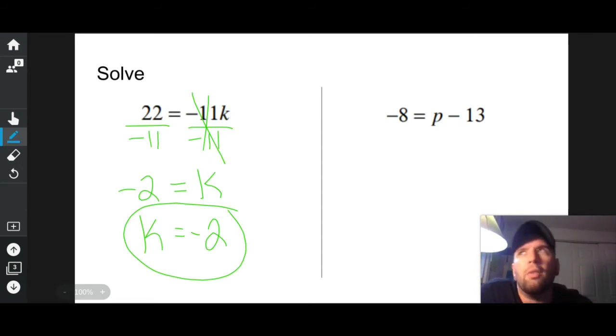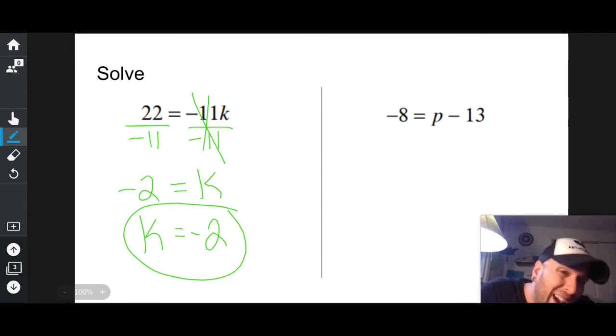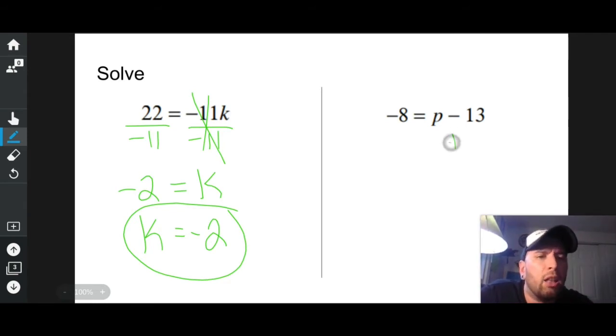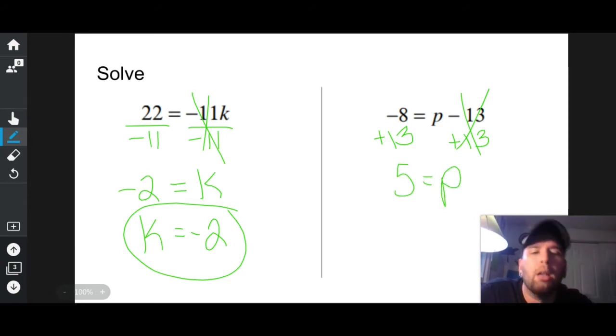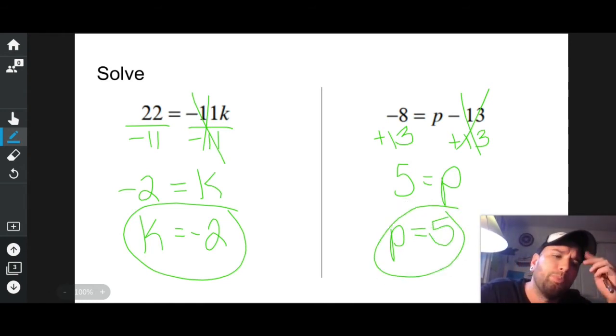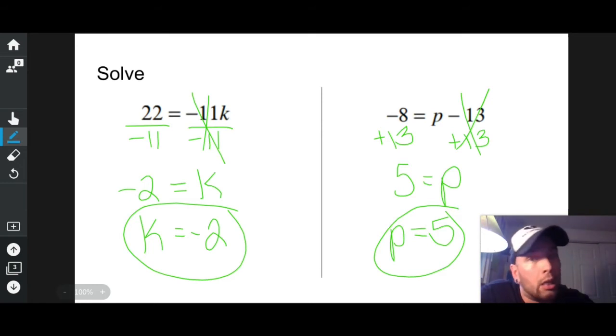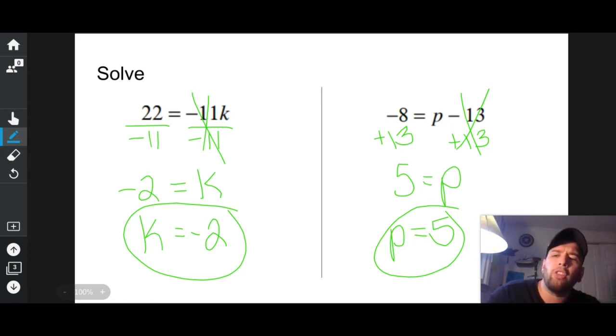Is p all by itself? No. What's in the way? Minus 13. How do you get rid of a minus 13? You add 13 to both sides. Add 13. Add 13. Negative 8 plus 13 is 5. 5 equals p. I don't like that. P equals 5. I do like that. If you're wondering why I always move my variable to the left, it has everything to do with graphing inequalities, which Algebra 1 students should have done before geometry. So, it's just a habit of mine.